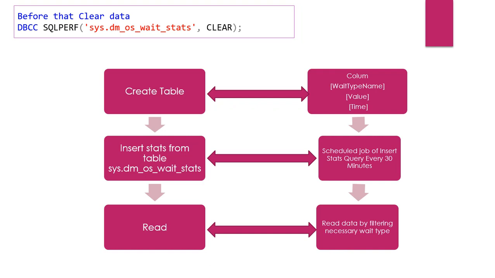How we can proceed to analyze this is decided by the DBA itself. The DBA should understand how significant it will be to schedule. After that, at the time of analysis, we can read data by filtering the necessary wait type. Let's proceed with the demo.